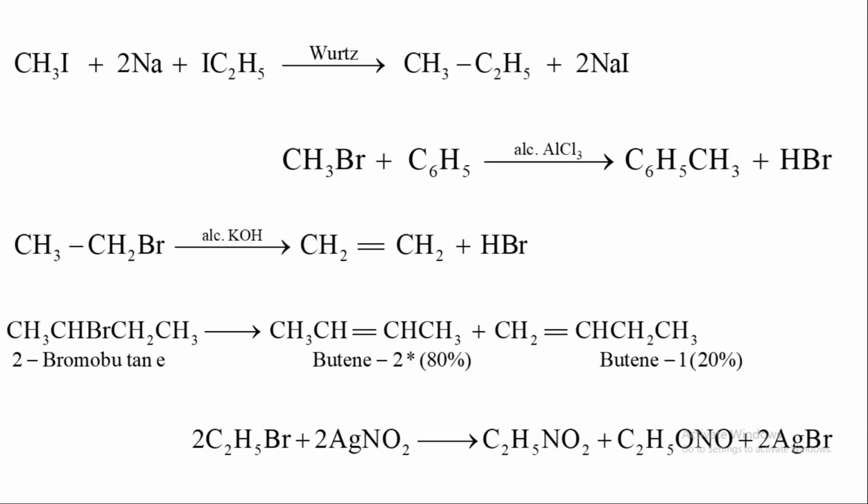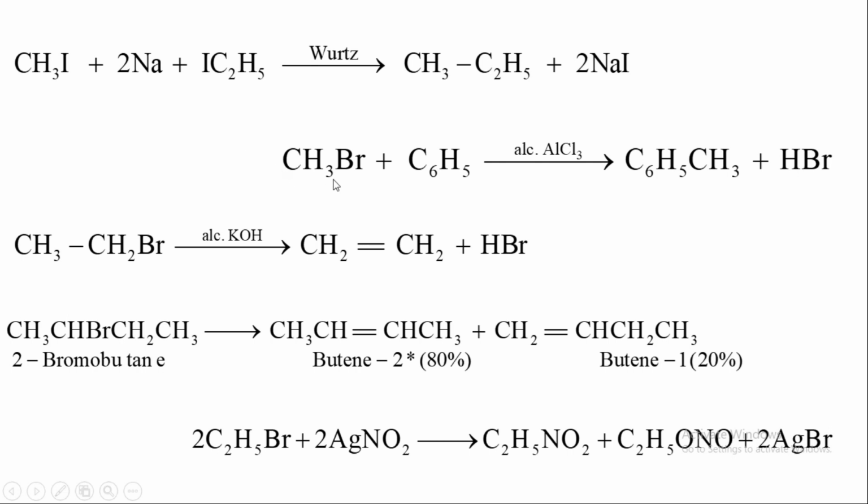The first reaction is known as the Wurtz reaction. Here we have taken two different iodides. One is iodomethane and the second one is iodoethane. In presence of 2 moles of sodium metal, we will get propane as a product. It means here we are preparing an alkane from alkyl halide. So this is known as the Wurtz reaction. This reaction is used in dry ether as a solvent.